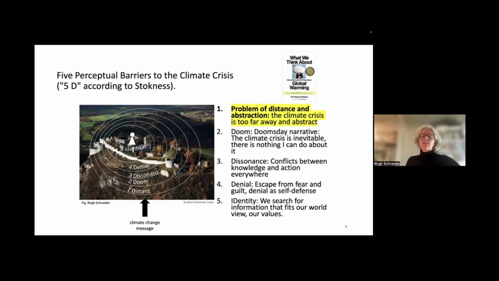The climate crisis is too far away and abstract in the times we live now. I won't go into detail for the other obstacles, the other barriers to the climate crisis, although they all deserve a lecture.